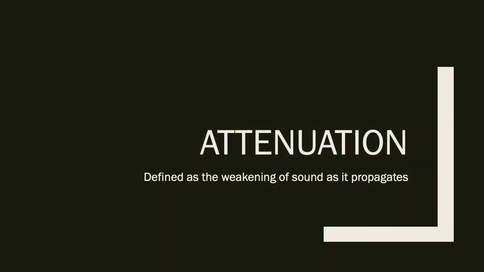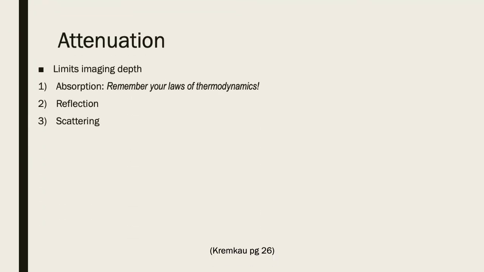This is all going to become really important when we talk about image optimization. Now, attenuation is the weakening of sound as it propagates. As we've talked about, our ultrasound beam is going to be propagating through our body, which means that it is going to get attenuated and it is going to become weaker. Now, why does attenuation become relevant in ultrasound? Well, it becomes important for us to know and to understand because with attenuation, we get limited imaging depth. As the sound travels through any medium in the body, the amplitude and the intensity of the beam is going to decrease. And there are three main ways that this occurs.